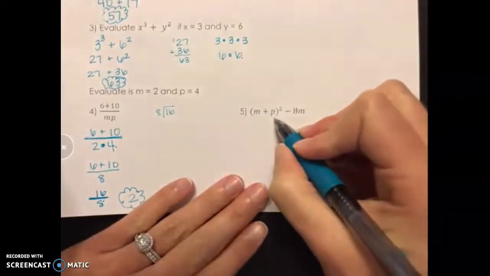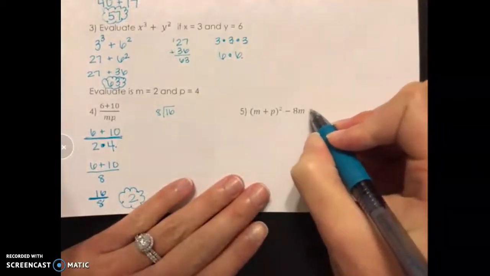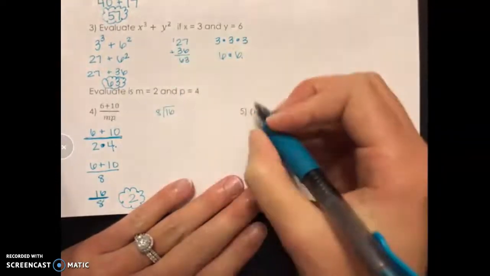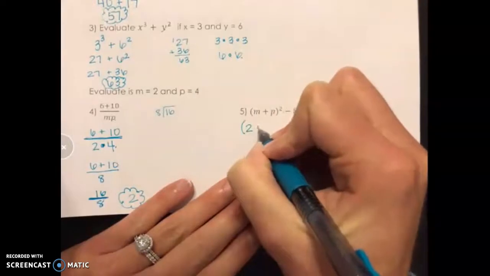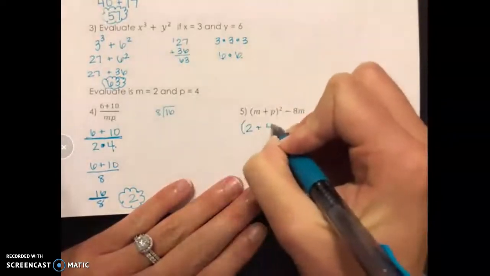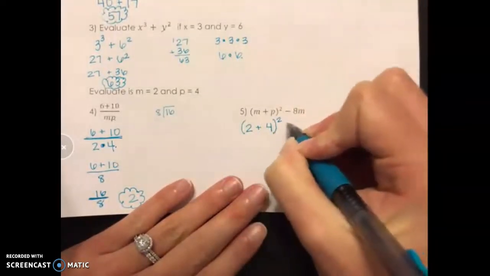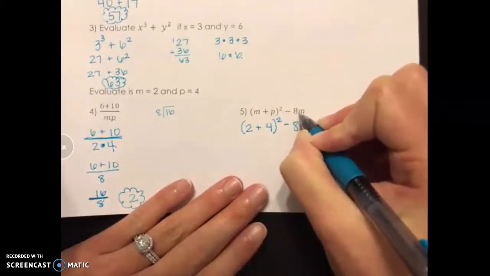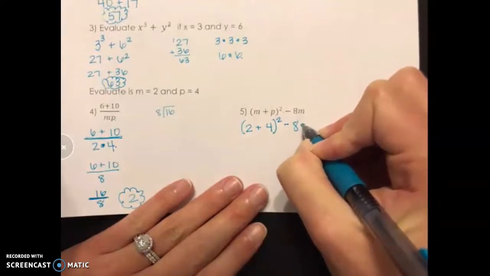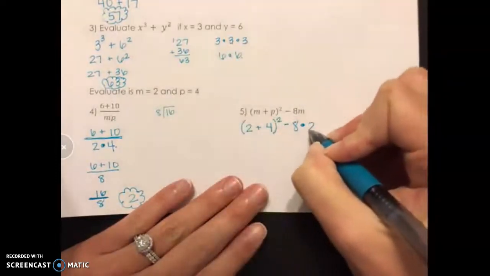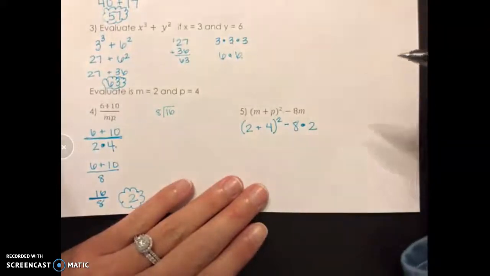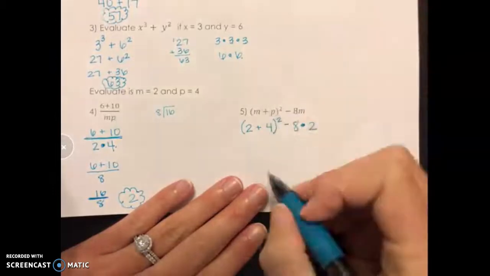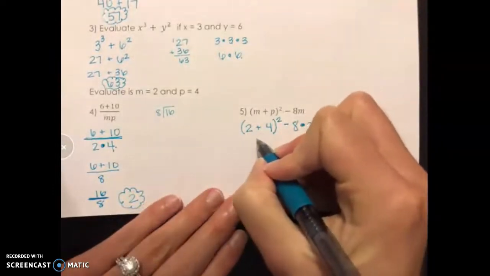We have m plus 2 squared minus 8m. So we're just going to replace these variables for numbers. So m was 2. So again, guys, we're going to write it just as we see it. Plus p is 4. Bring down my exponent. 8. Remember, if 8 is right next door to a variable, what are we going to do? Multiply. M was 2. All right, so let's go ahead and let's do order of operations. We do have parentheses, so we need to solve those first. 2 plus 4 is 6.